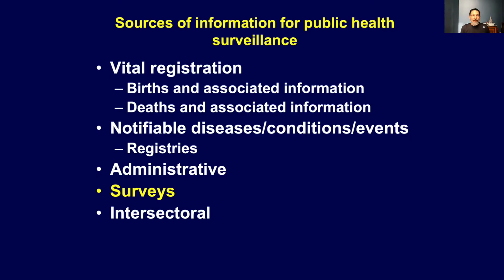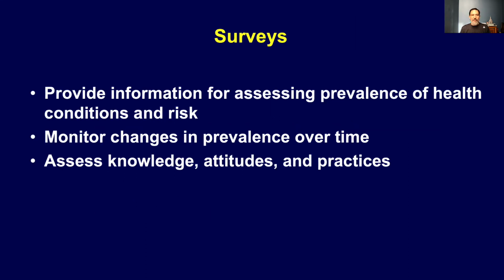Another important source of information for public health surveillance is surveys. So these are the kinds of things that can be useful when you can't get the information you need from activities that are happening in the healthcare system or that are information generated by laboratories. So these are useful for really assessing prevalence of health conditions in the population, and also risk factors. And you can conduct surveys repeatedly over time to monitor changes in prevalence. And importantly, you can also assess things like knowledge, attitudes, and practices around specific health conditions or across a range of things.